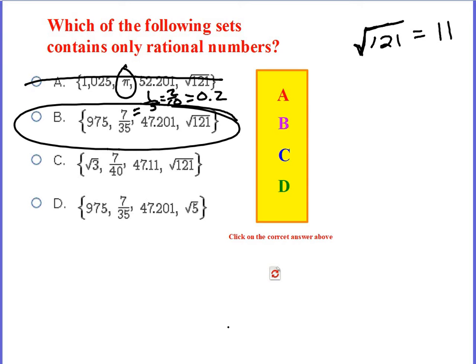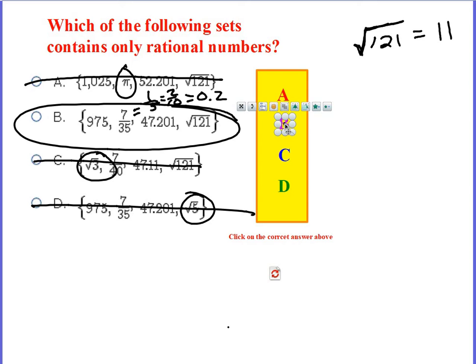I'm going to go through and double check, though. The square root of 3, I know is not rational because 3 is not a perfect square. So I know C is out. And then D has the square root of 5. I know that that is not rational because 5 is not a perfect square. So my correct answer in this case would be B.